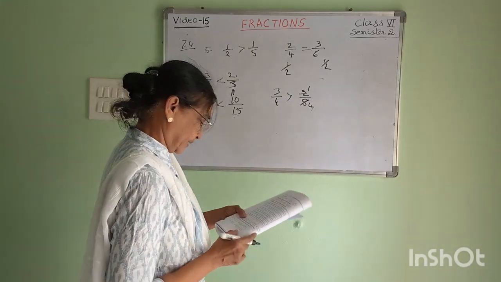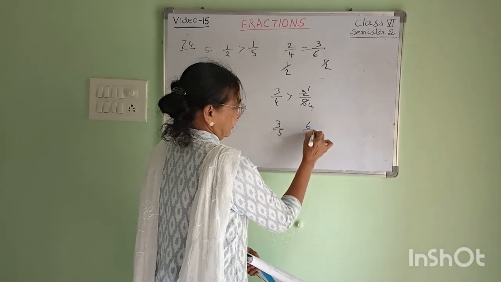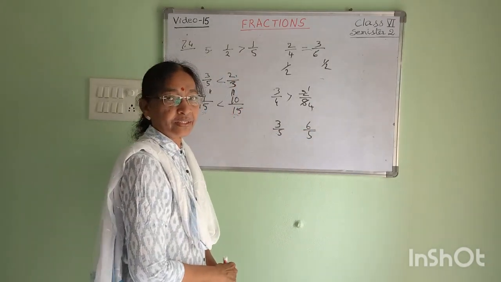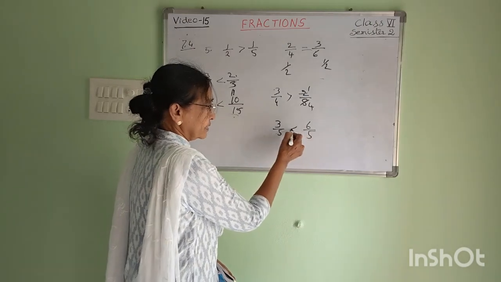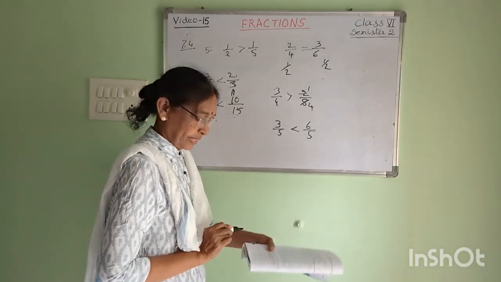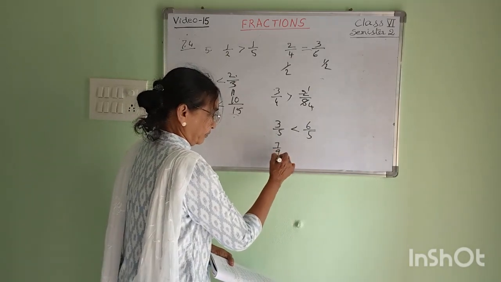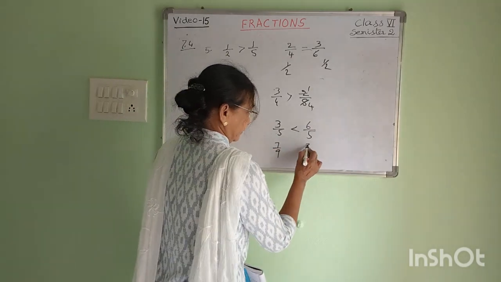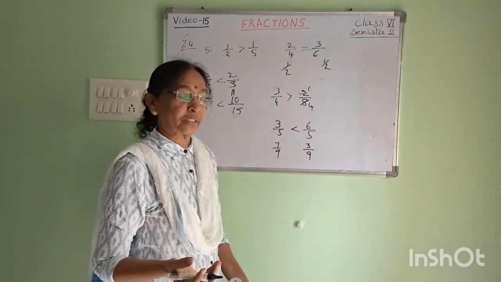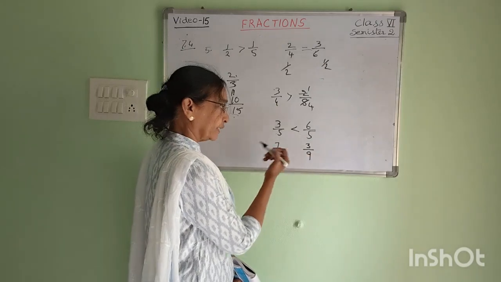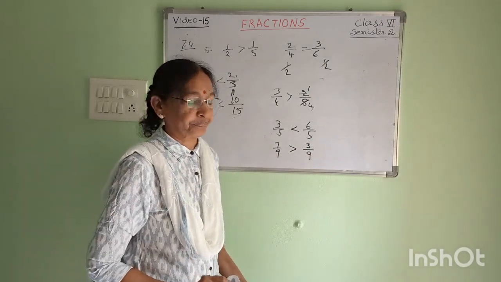Next, 3 by 5 and 6 by 5. These are like fractions, therefore we will compare the numerators. 3 is less than 6, therefore 3 by 5 is less than 6 by 5. Next, 7 by 9 and 3 by 9. These are also like fractions, and 7 is greater than 3, therefore 7 by 9 is greater than 3 by 9.